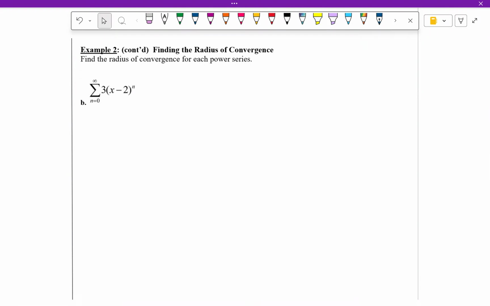So it says find the radius of convergence again. I am always going to use the ratio test. So if you did not learn the ratio test for the last quiz, you need to learn it for the next one. You do not get out of it.